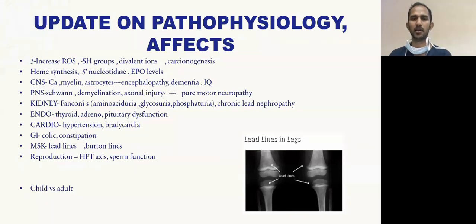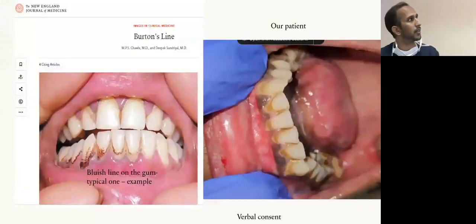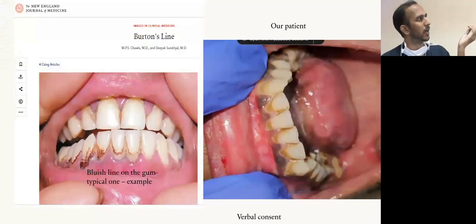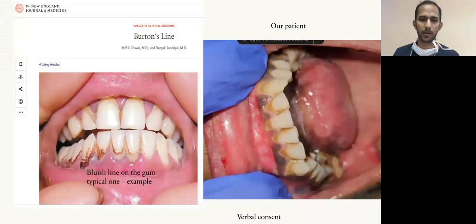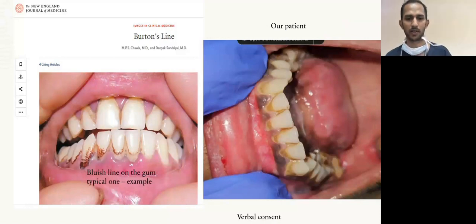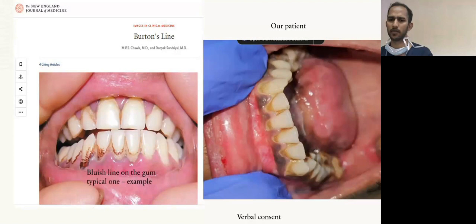blood-brain barrier status. The picture on the left side is our patient, where at the gingiva and the teeth there is no line, whereas the classical Burton line is described in this other picture where the blue color is not clearly visible here, but here it's the faint blue line at the edges. It's because of the lead interaction with the bacterial sulfide groups causing that.